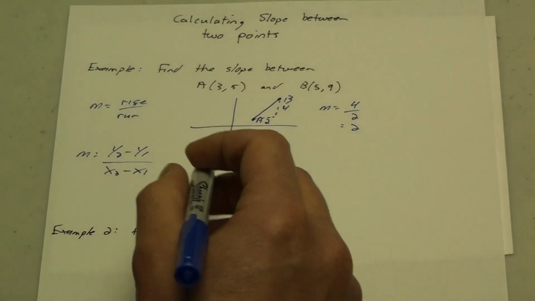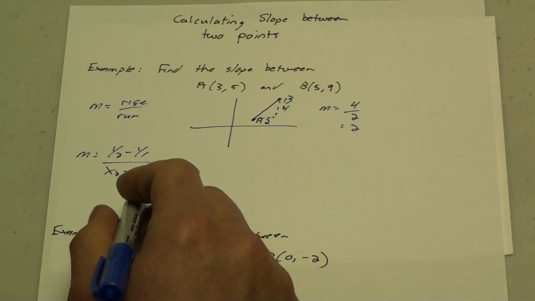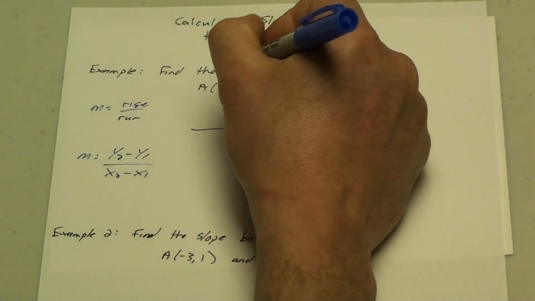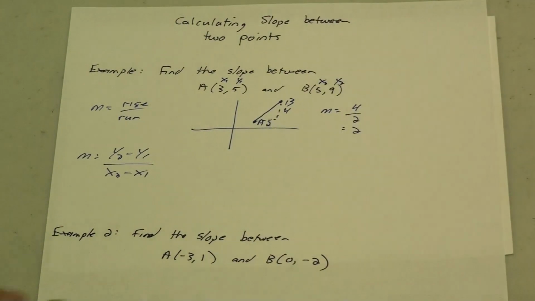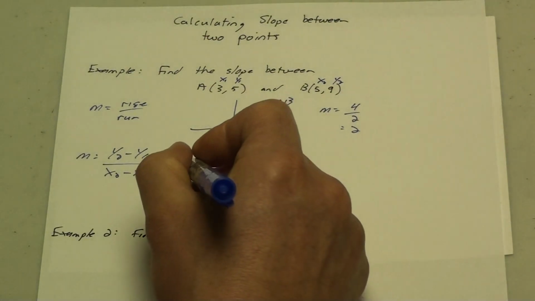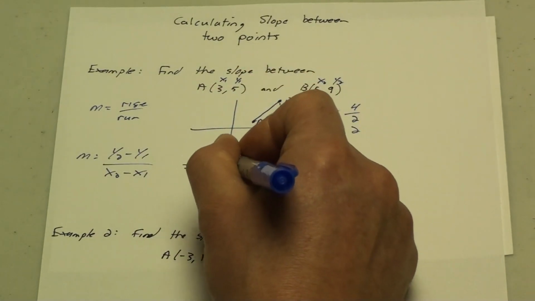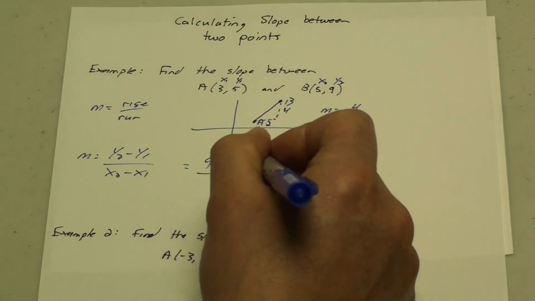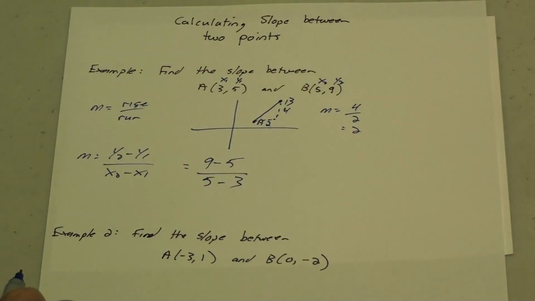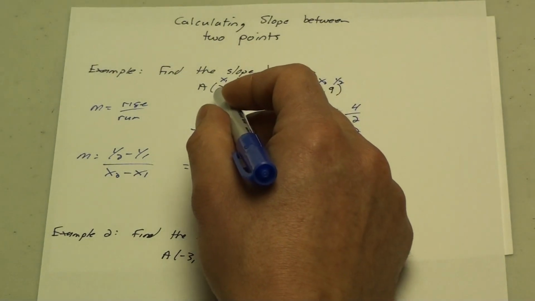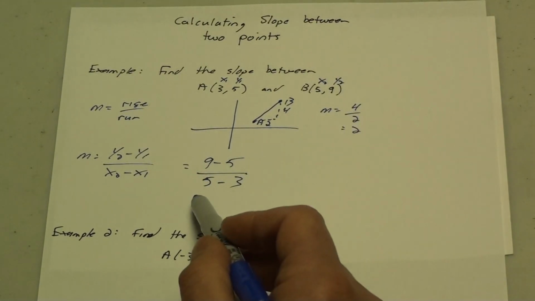The second method is to use the formula. So I have y2 minus y1 divided by x2 minus x1. Take your coordinates x1, y1, x2, y2. Label your coordinates, and then you can put them into your formula. So y2 is 9, subtract y1, which is 5, divided by x2, which is 5, subtract x1, which is 3. So I put one coordinate as x1, y1, the other coordinate as x2, y2, and I put those points into the formula.